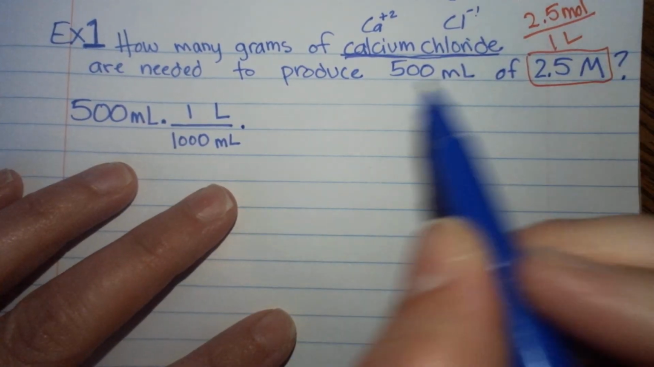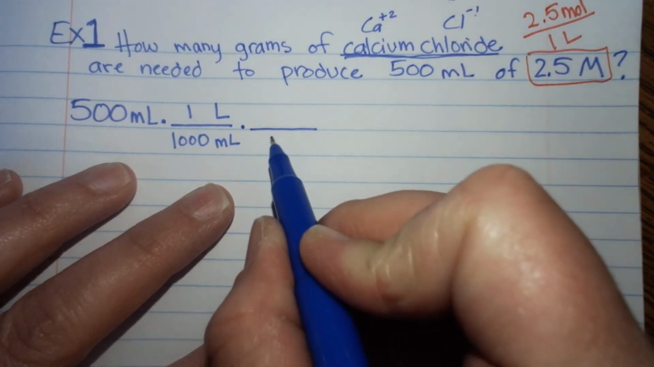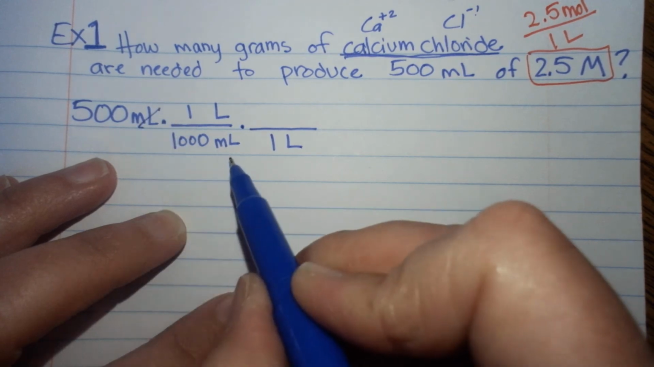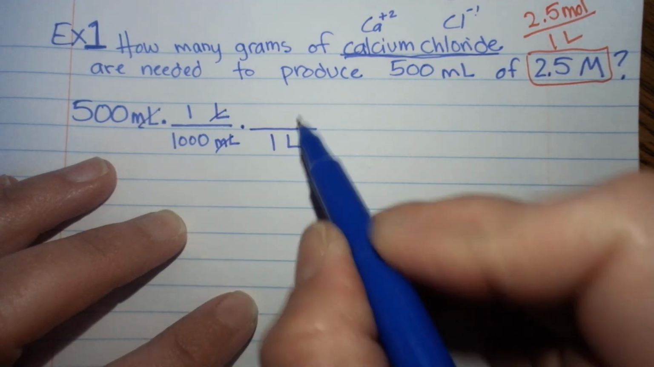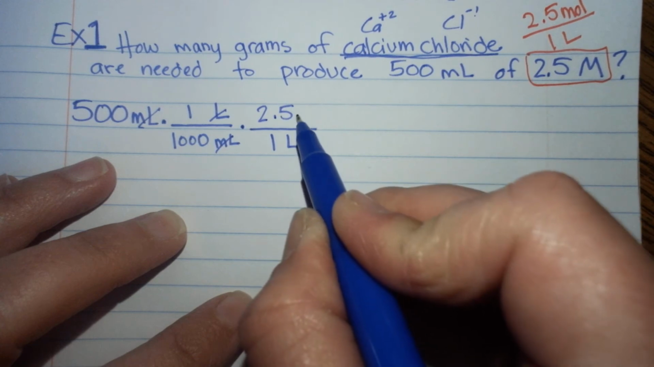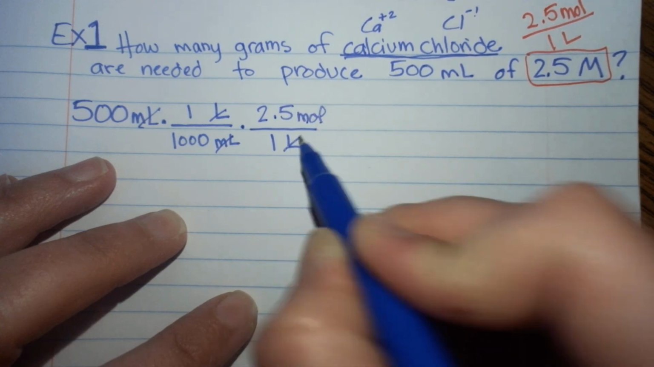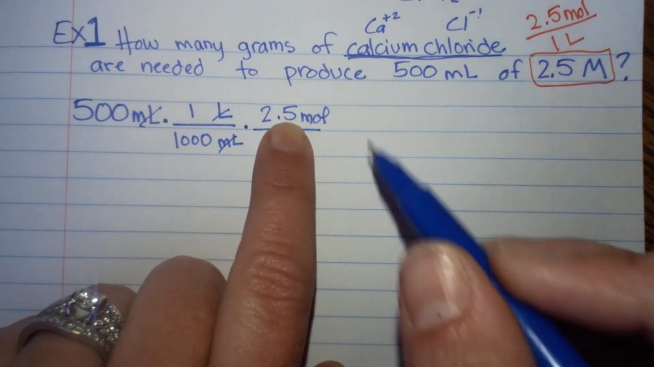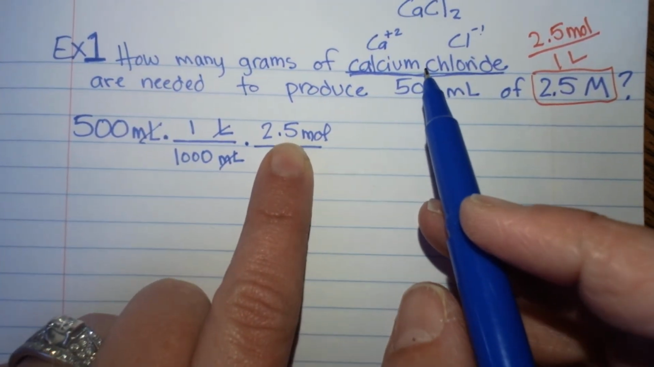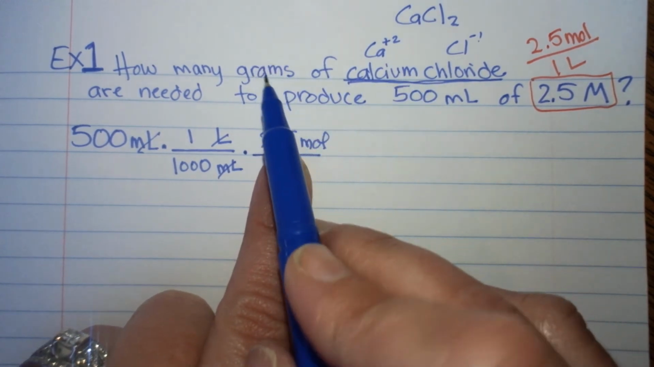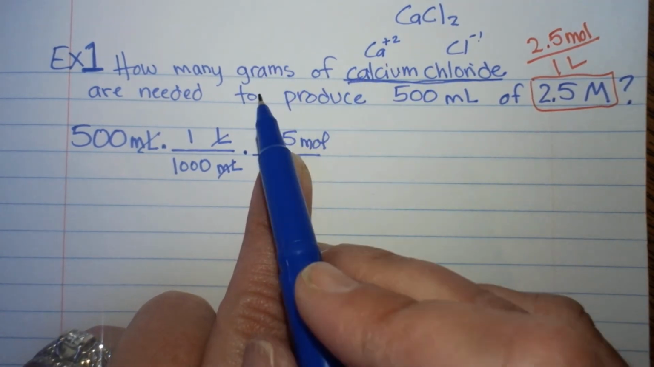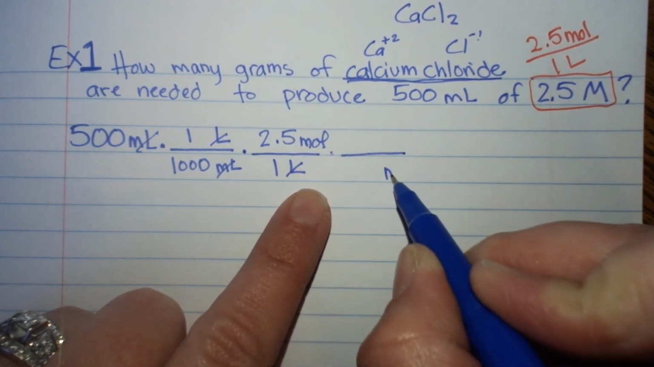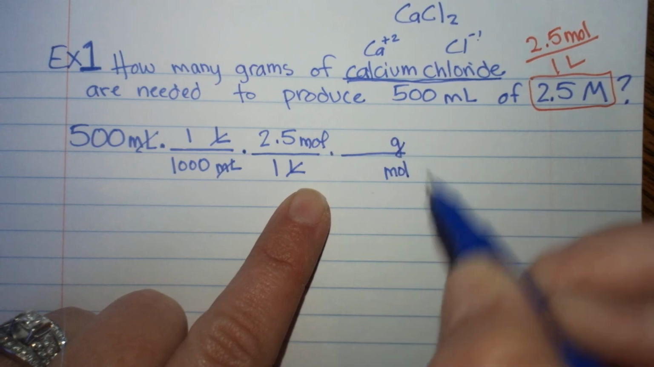So I want to get rid of liters. I'm going to leave it just like that's written, 1 liter on the bottom. Because my milliliters canceled, now my liters are going to cancel once I get my conversion completed. So now I would know that I need 2.5 moles of calcium chloride. Is that what my question asked me for? No. The question asked me for grams. So now I need to go moles to grams.